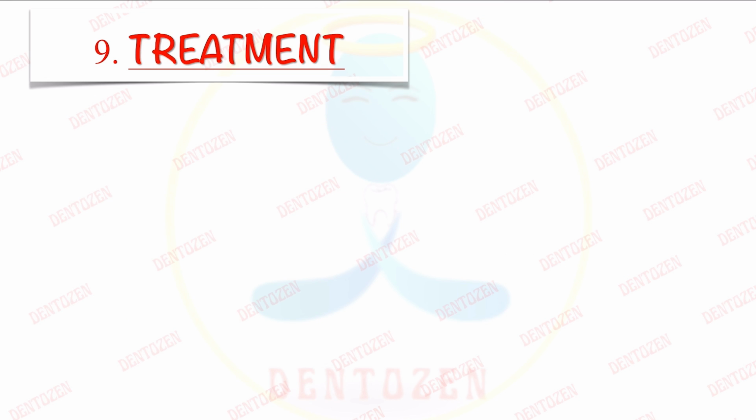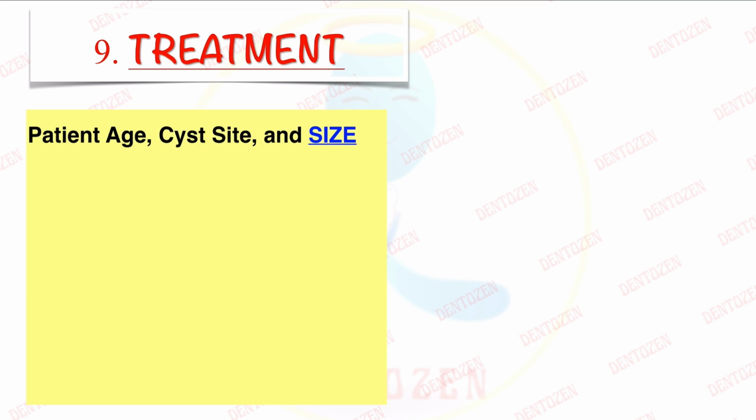Now coming to the treatment. Treatment of OKC is very challenging because it has a thin friable epithelial lining. It can invade deeper structures, so all these things can complicate the treatment. But definitely we have to do surgical treatment, and that depends upon various factors like age, cyst site and size.